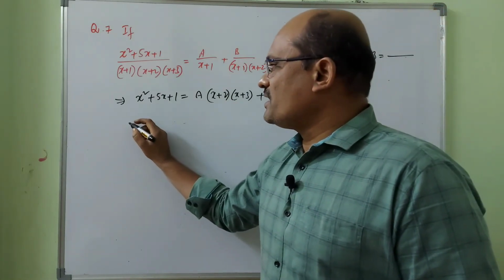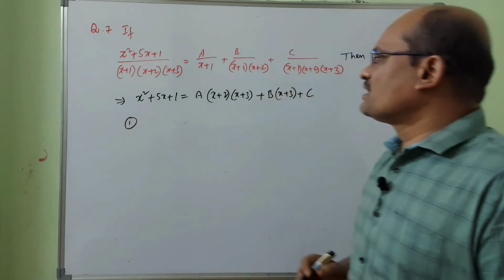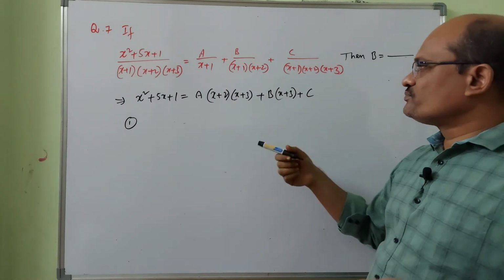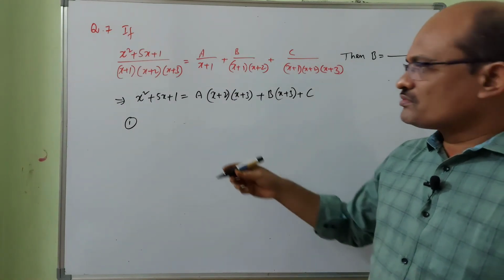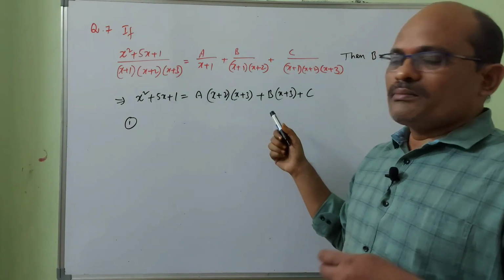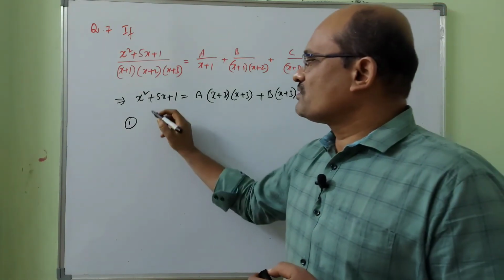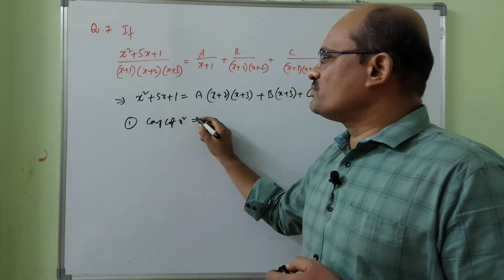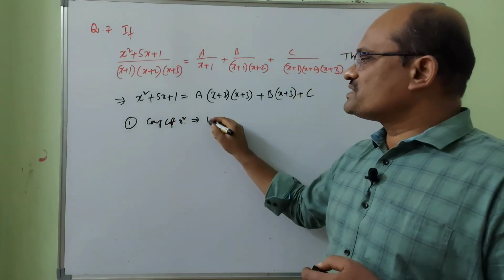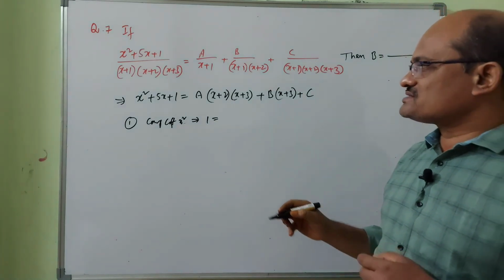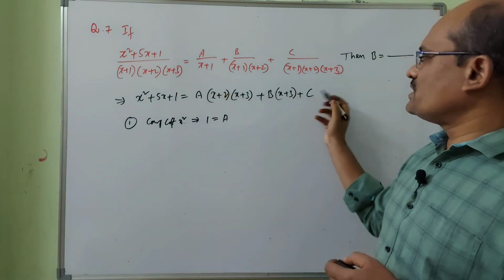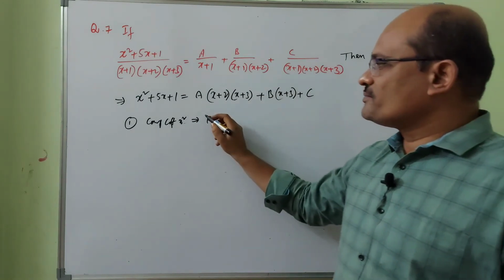How to find a? Here we have comparing of coefficients. First I will compare the coefficient of x square on both sides. Here the x square coefficient is 1 on LHS. Now here if you multiply, the x square coefficient is a, no x square here, so a is 1.